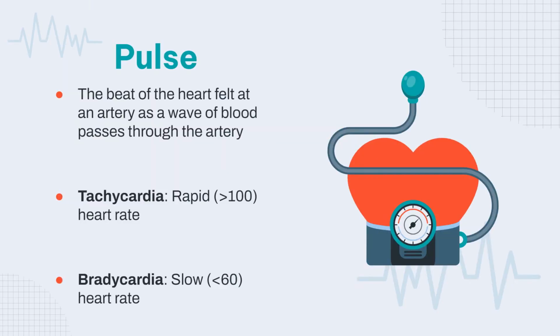Pulse is the beat of the heart felt at an artery as a wave of blood passes through the artery. The pulse rate is the number of heartbeats or pulses felt in a minute. The pulse rhythm should be in a regular pattern. The pause between beats is the same. An irregular pulse is when the beats are not evenly spaced or beats are skipped. Force relates to pulse strength. A forceful pulse is easy to feel. It is described as strong, full, or bounding. Hard to feel pulses are described as weak, thready, or feeble.